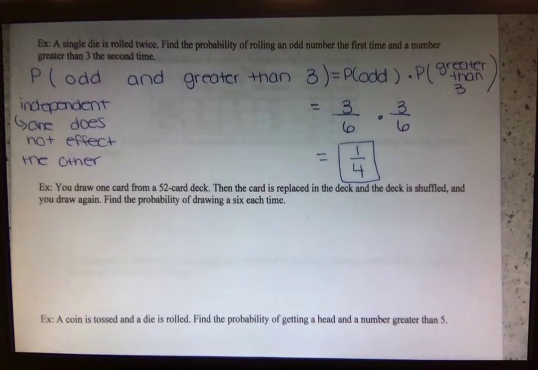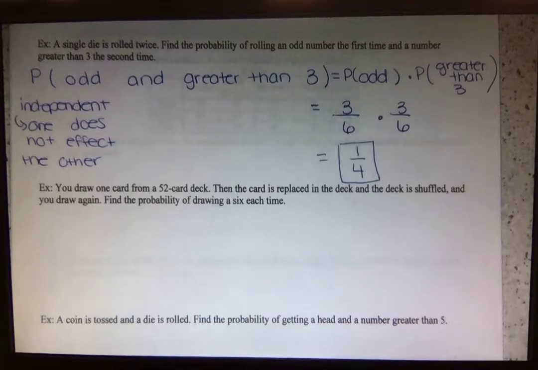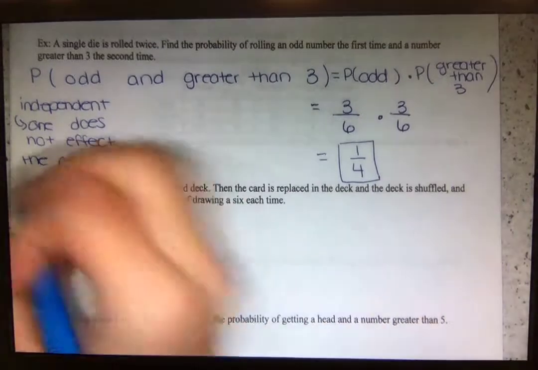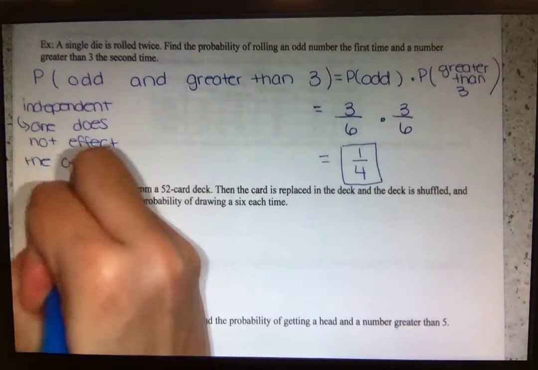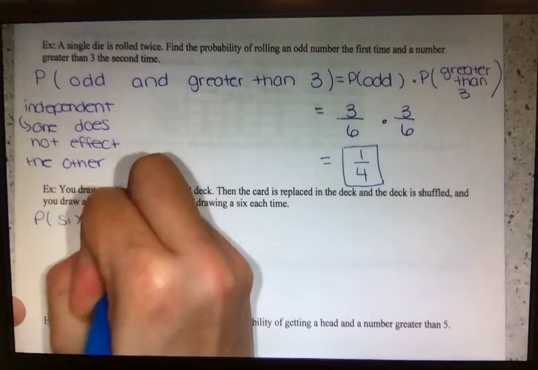You draw one card from a 52-card deck. Then the card is replaced. And then again, the deck is shuffled. And then you draw again. So find the probability of drawing a 6 each time. So probability of drawing 6 and then probability of drawing a 6 again.